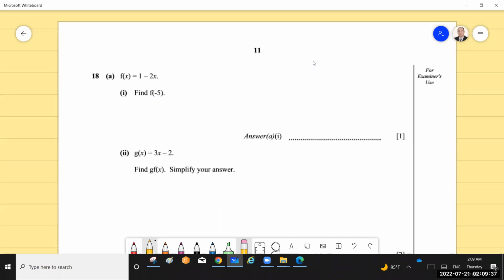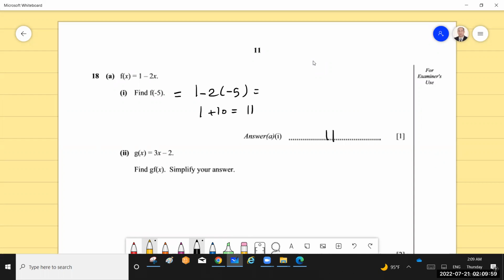Question number 18. This question is from year 2010-2011. Okay, let's start. f of x equals 1 minus 2x, find f of negative 5. So only substitute 1 minus 2 times negative 5 and solve it. Very easy, direct substitution. 1 plus 10 is equal to 11.